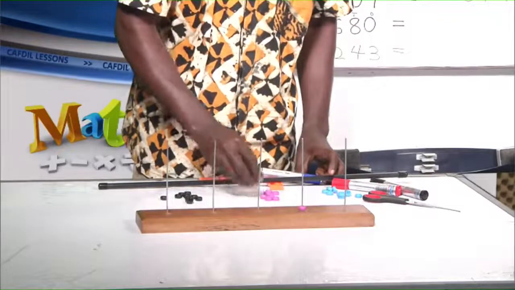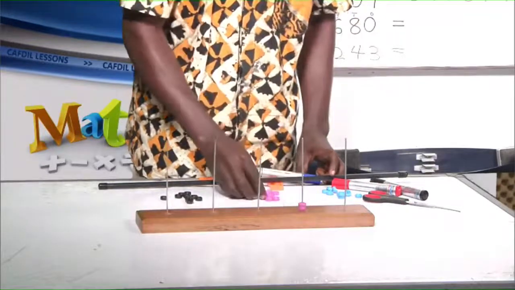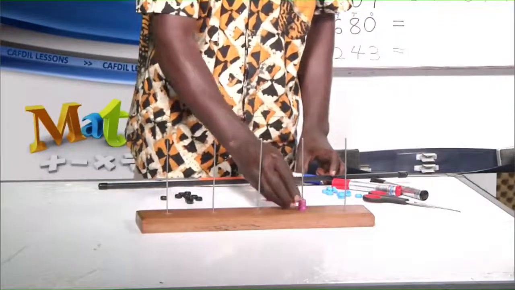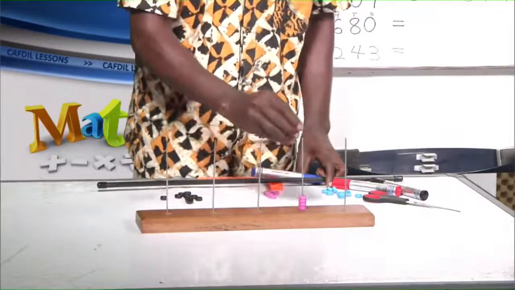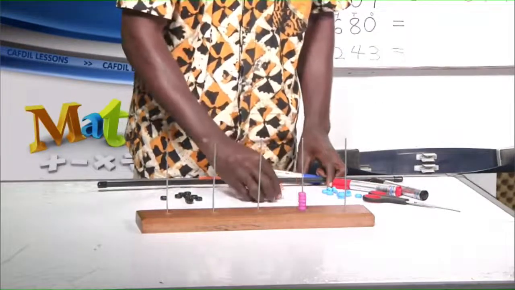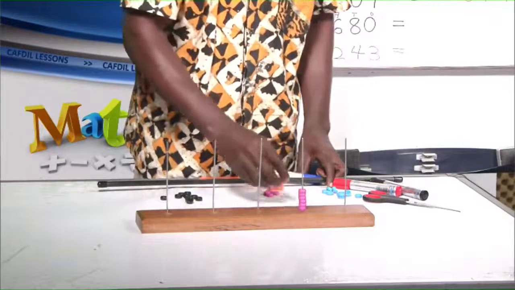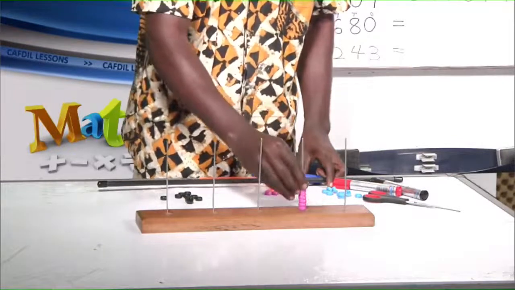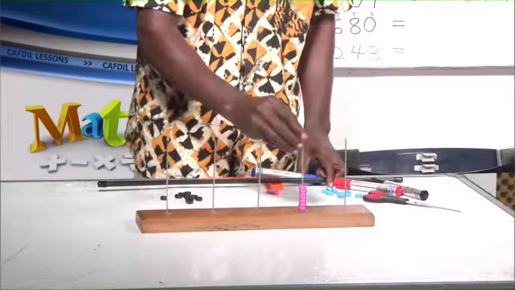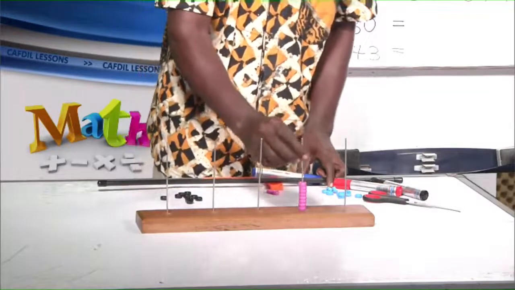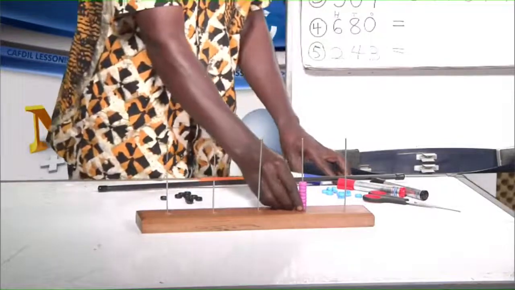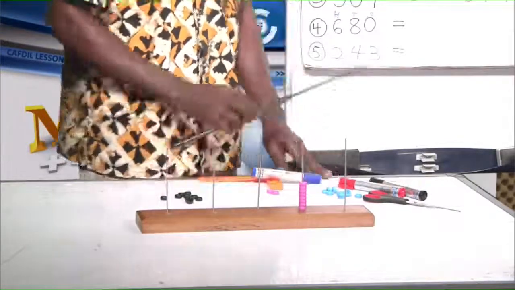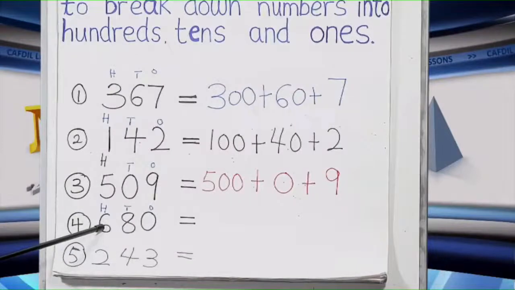1, 2, 3, 4, 5, 6, 7, 8. So under the tens column, we have 8 beads. So we have 8 tens. Now let's come to the hundreds column. We have 6.